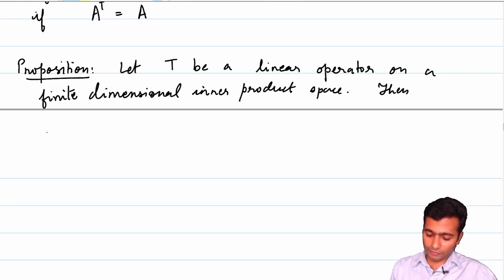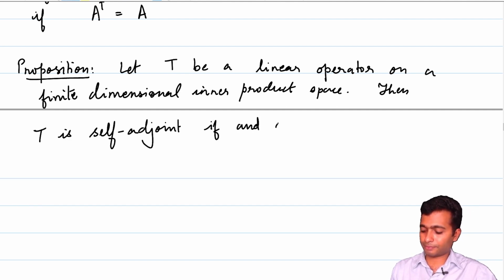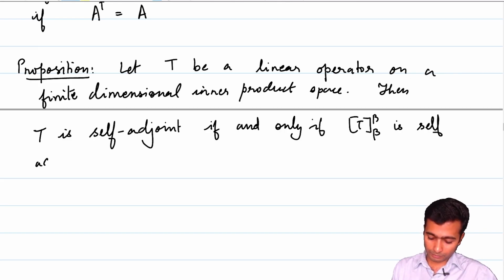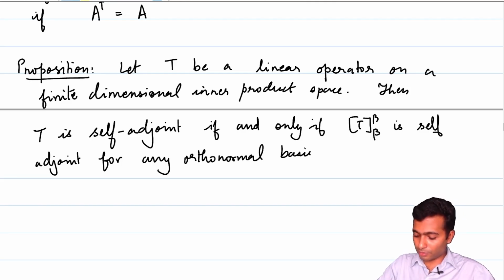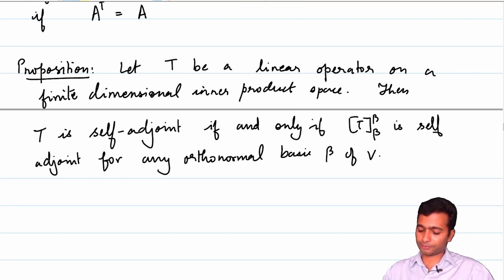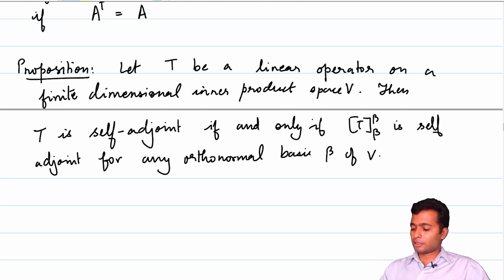Then T is self-adjoint if and only if the matrix of T with respect to beta is self-adjoint for any orthonormal basis. That is important. The orthonormality of the basis is important. Orthonormal basis beta of V. So let's call the vector space V. I'll leave this as an exercise for you to check.